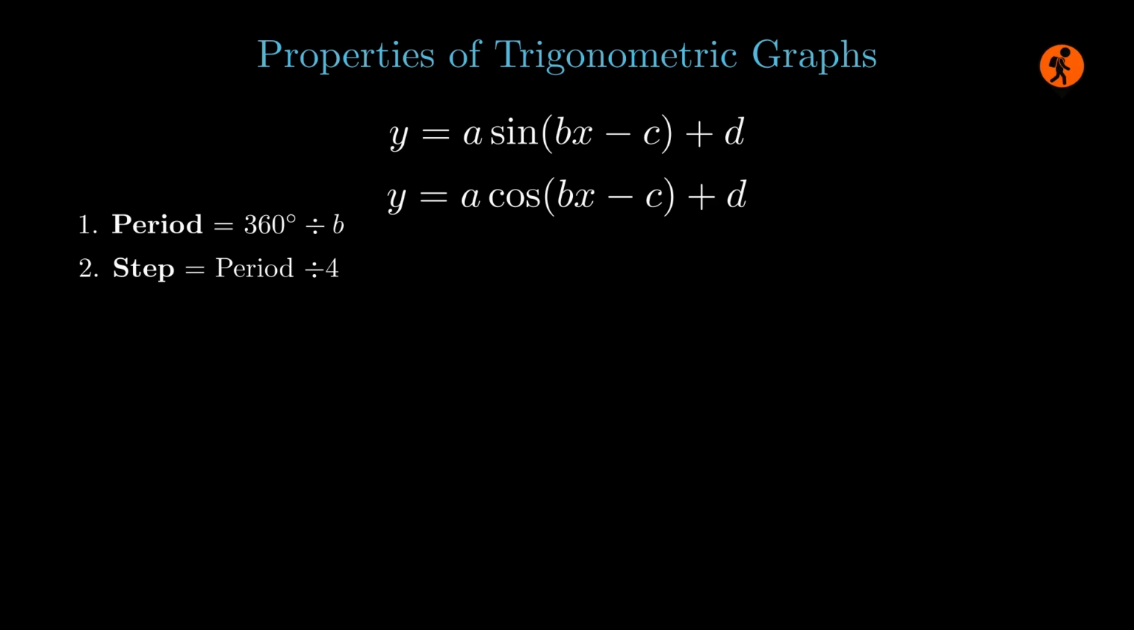Property 3 is the amplitude, which is the absolute value of a. If you haven't heard of absolute value before, it simply means the distance from 0. In practical terms, you just drop any negative sign. So, whether a is 3 or negative 3, the amplitude is always a positive 3.